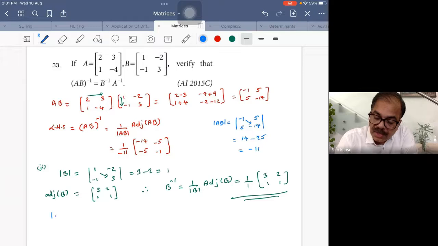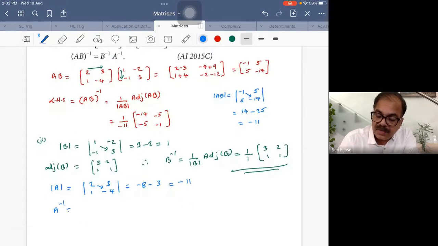So determinant of A, because I'm trying to find out A inverse, I need the determinant A. Determinant 2, 3, 1, negative 4. Cross multiply, get negative 8 minus 3, which is minus 11.